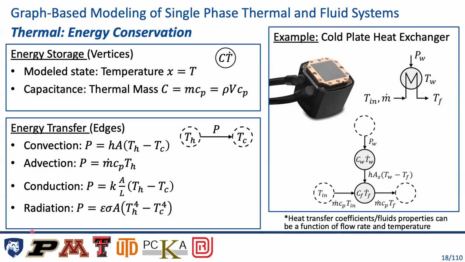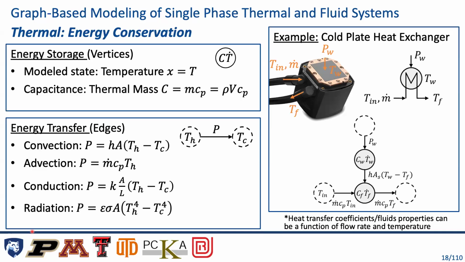and how we represent our edges as energy transfer. For thermal systems, thermal energy is stored in thermal masses. We associate with those thermal masses a temperature state. If we think about how thermal energy specifically is transferred, we can think back to our undergrad days of heat transfer textbooks, and you'll see these four things listed: convection, advection, conduction, and radiation. Those are our four primary modes of heat transfer. Using these fundamental building blocks, we can build a wide variety of thermal system models.